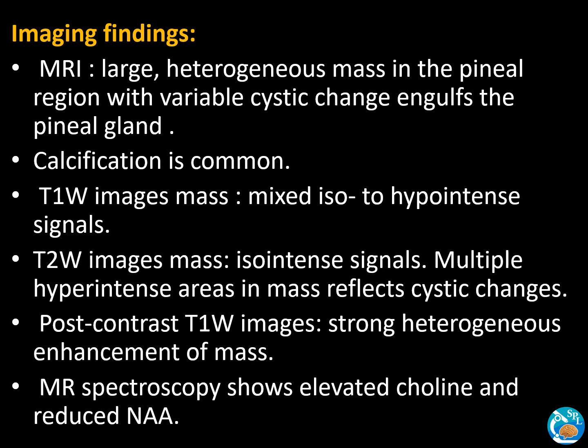On T1 weighted images, the mass appears mixed to iso to hypointense, whereas on T2 weighted images, the mass appears isointense. Multiple hyperintense areas are seen on T2 weighted images within the mass, which reflect cystic changes. The post-contrast T1 weighted images show strong heterogeneous enhancement of the mass.